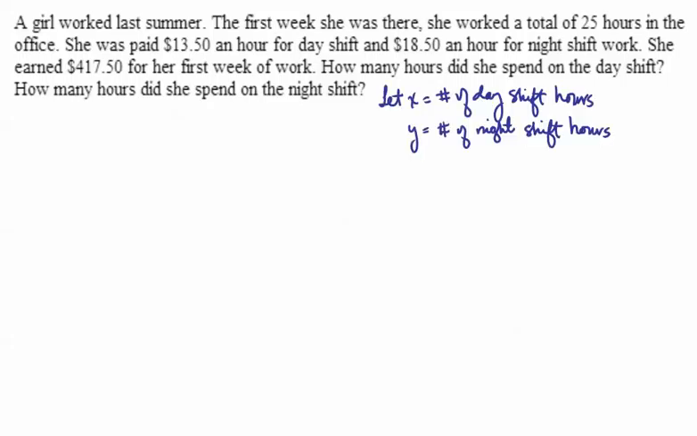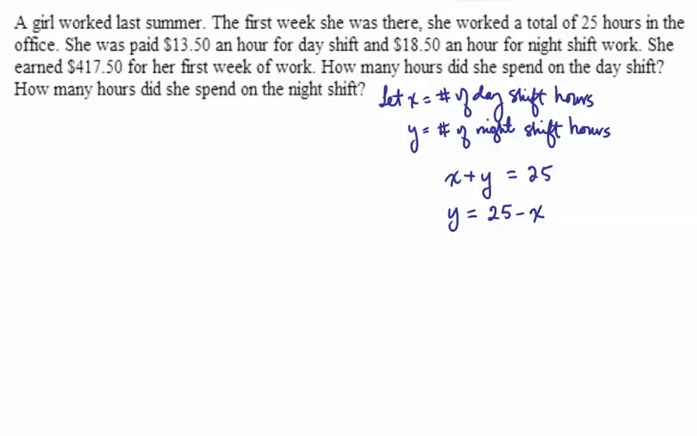So we're trying to find out two pieces of information. We're going to use two variables to represent those unknown quantities. X will be the number of day shift hours. Y will be the number of night shift hours. Once again, we know something about the total number of hours: whether they're day shift or night shift, it has to come out to be 25. We're going to solve for y, by subtracting x from both sides, and y is equal to 25 minus x.